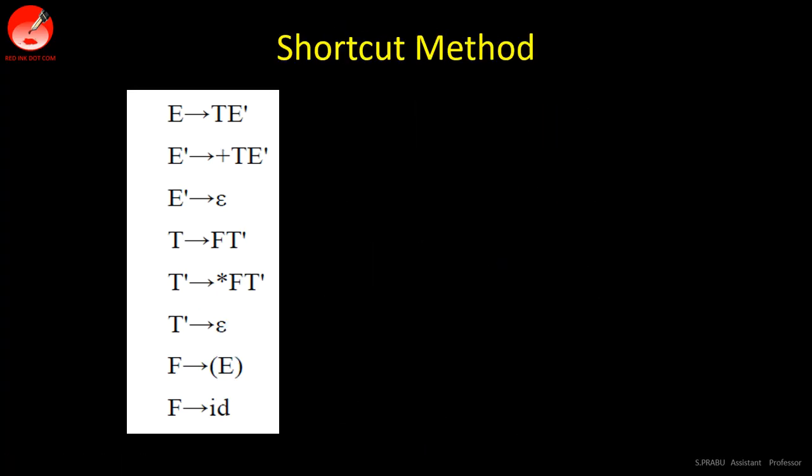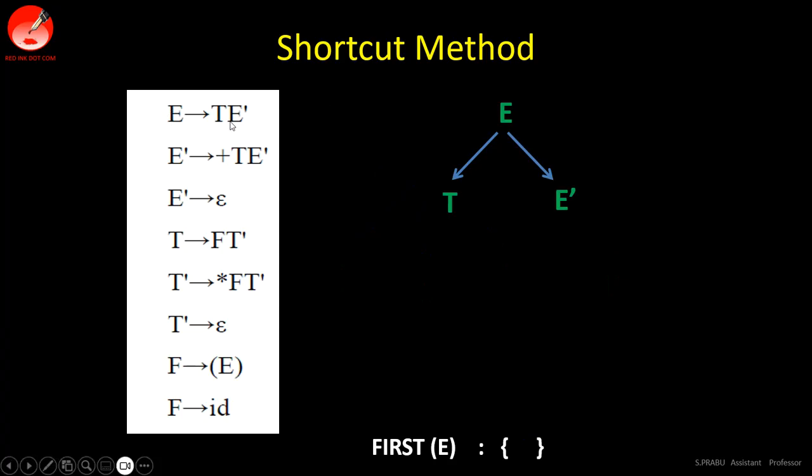One more shortcut method is that you can use this method, or you can cross-check your answer using this method. When you find the FIRST of a particular non-terminal, you can draw the corresponding rule in this parse tree method. So in this example, I am going to find the FIRST of capital E. FIRST of capital E has only one rule here, so I can draw this rule like this. The very first element is capital T. Capital T is a non-terminal, so it cannot be added as the first element. So I try to expand capital T using this rule.